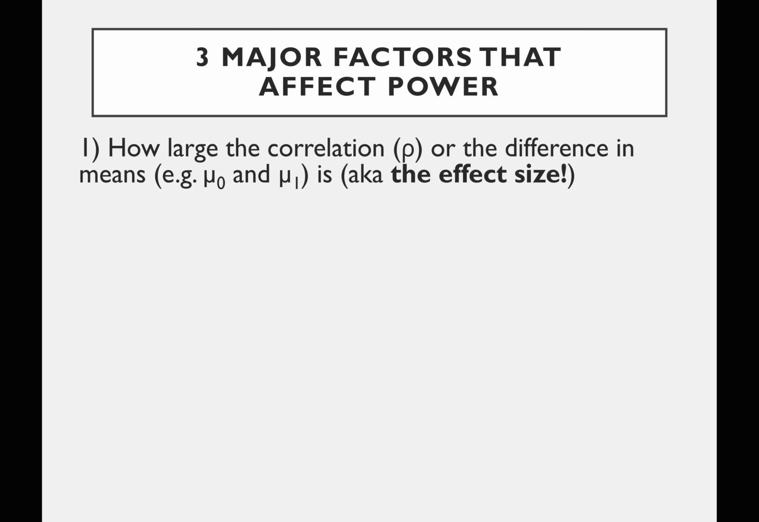Because there are 3 major things that affect power. Number 1 is how big is your correlation or your difference? How big is your effect size? If you've got a really, really big effect size, it's going to be easier to find. That means your power is going to be higher. If you have a very, very small effect size, it's going to be harder to find. You're going to have lower power.